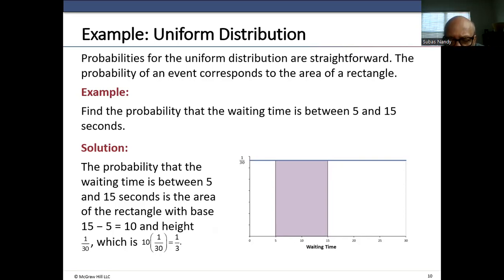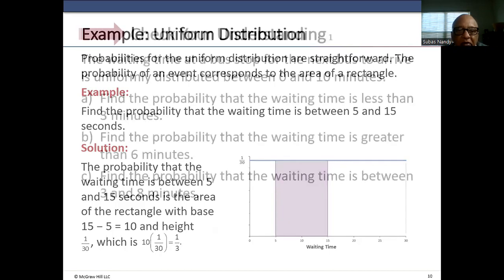So width in this case is 15 minus 5 is 10, multiplied by the height, which is 1 over 30. It's uniform, so it's 1 over 30. So 10 multiplied by 1 over 30 is 10 over 30, or 1/3. So the probability that waiting time is between 5 and 15 is 1/3, or 0.333, 33.3%.